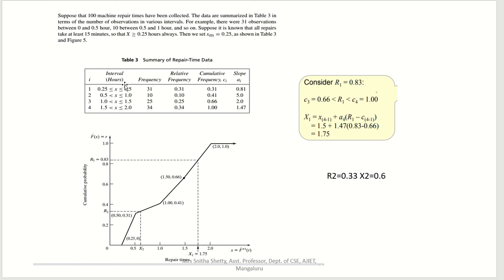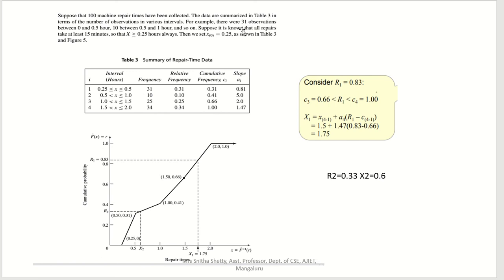In the given question they have summarized the data. So there were 31 observations in this interval, 10 observations in this interval, 25 observations in this interval, and 34 observations in this interval. For example, 31 observations between 0 and 0.5 hour, 10 between 0.5 and 1 hour, and so on.